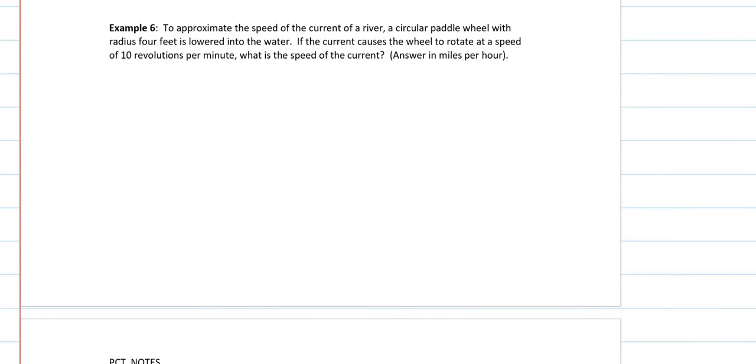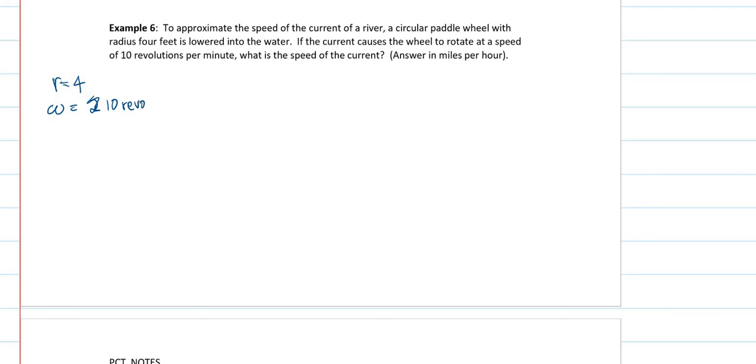All right, let's look at example 6. To approximate the speed of the current of a river, a circular paddle wheel with a radius of 4 feet is lowered into the water. If the current causes the wheel to rotate at a speed of 10 revolutions per minute, what is the speed of the current? So we know our radius is 4.